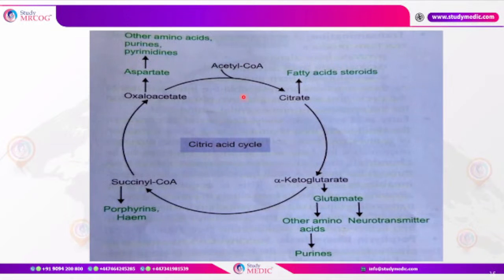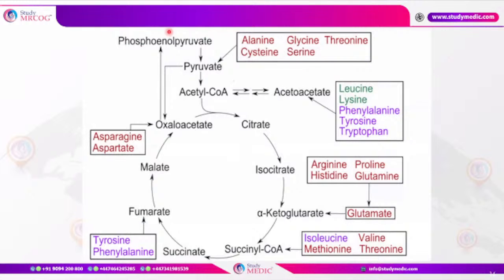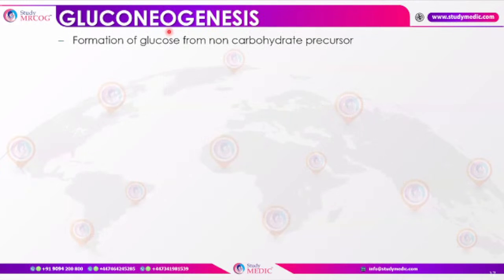You can see in this overview that citrate is able to produce fatty acids, alpha ketoglutarate is able to produce the neurotransmitter GABA, and it is also able to produce purines. Succinyl-CoA is able to produce heme, porphyrins. Aspartate is able to produce pyrimidines, purines, and other amino acids. So that's about the TCA cycle. We have finished with glycolysis and then the TCA cycle.